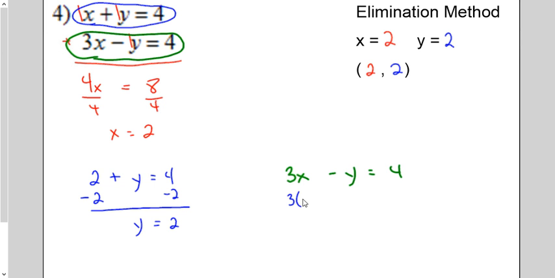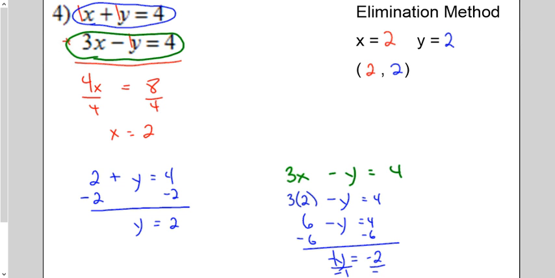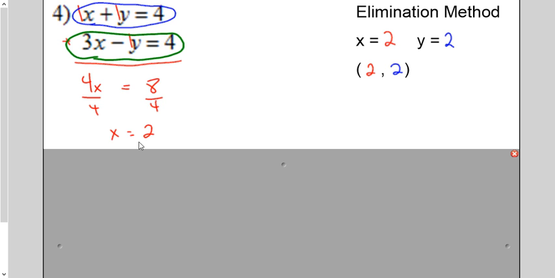Let's see, the x was a 2. Well, 3 times 2 is 6. Oh no, what do we do? That's going to be negative 2. Well, remember, it's like a negative y equals negative 2, or a negative 1y. So divide both sides by negative 1, and we get y equals 2. Same thing.